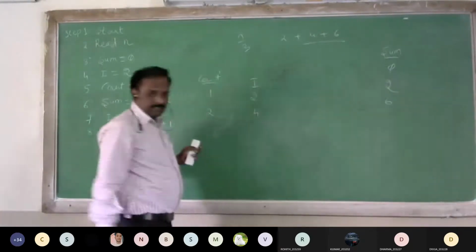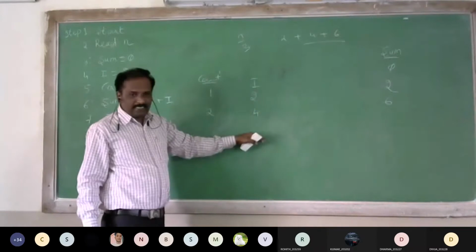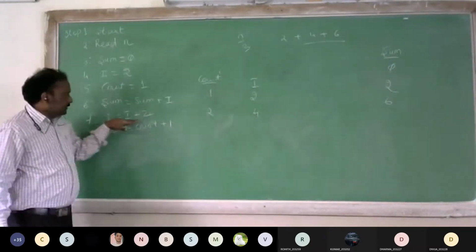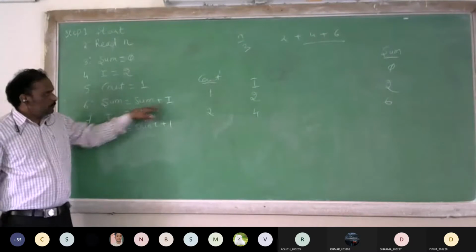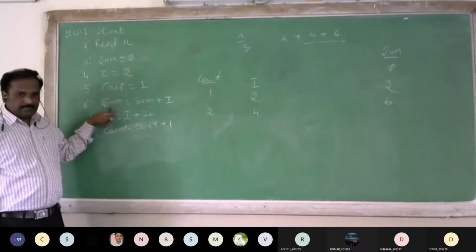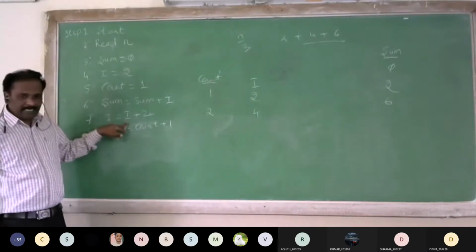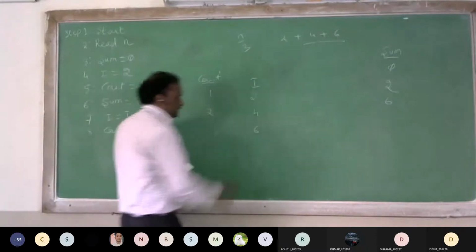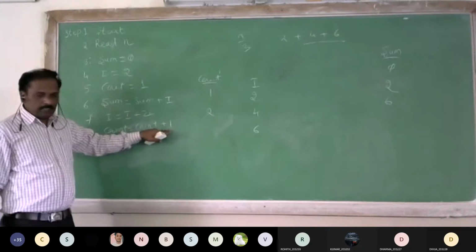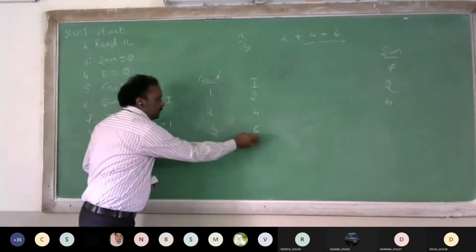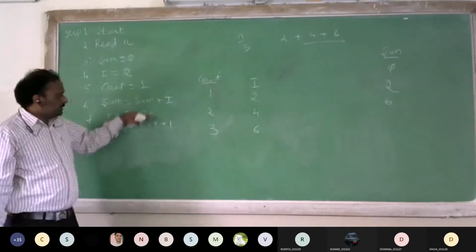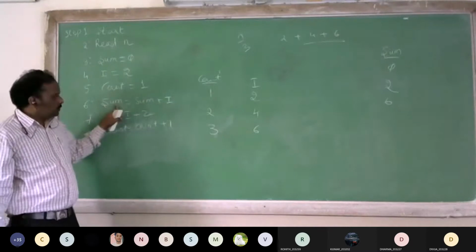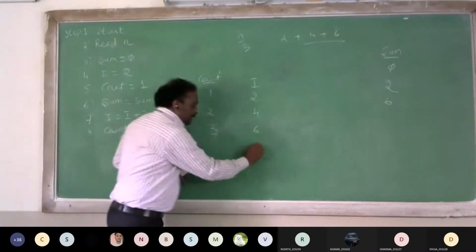Get the next even number, 4 plus 2. So here we have got 4. Get the next even number, 4 plus 2 is 6. Then count is equal to count plus 1. This is the third even number, 6. Now add this 6 to sum. 6 plus 6, 12. Get the next even number.